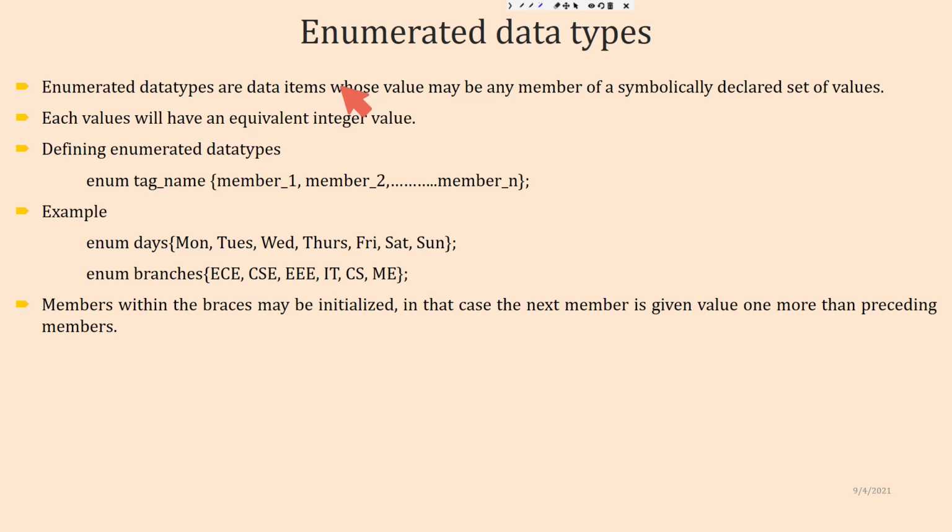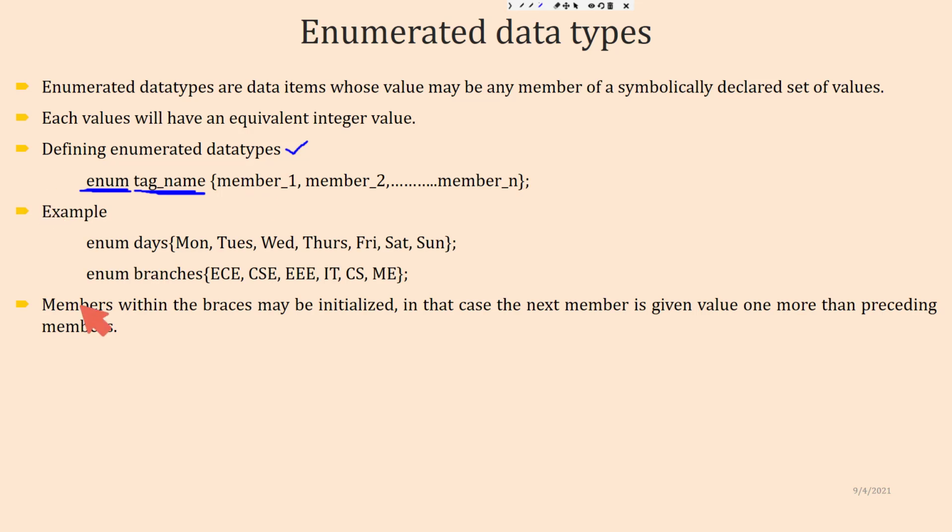So here, enumerated data types are also user defined data types whose value may be any member of a symbolically declared set of values. Each value will have an equivalent integer value also. So, defining enumerated data types. Here we have a keyword called enum. Enum is a keyword followed by a tag name. You can give any name, and within curly braces you have to mention some members: member 1, member 2, member n.